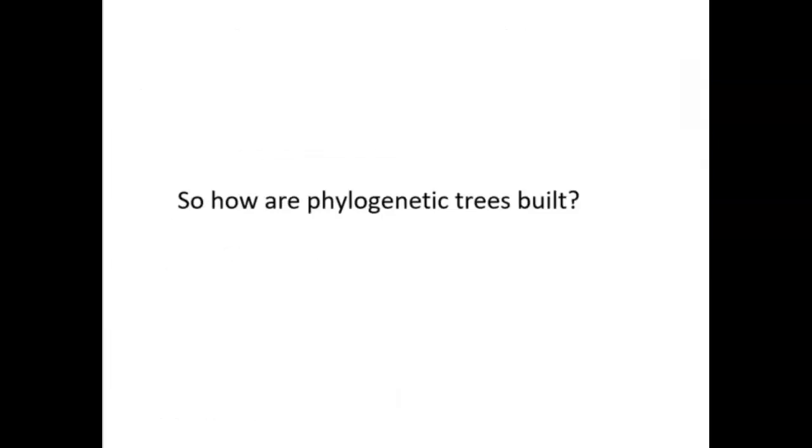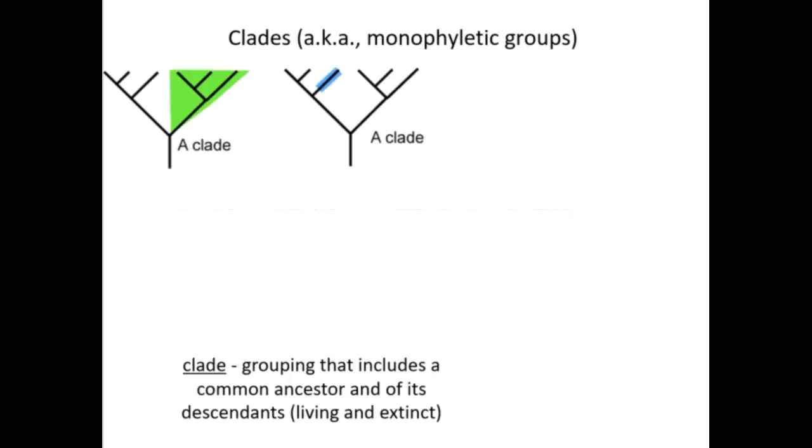So, how are phylogenetic trees built? First, let's review what is a clade. Recall that a clade is a group of all organisms that share a common ancestor. As illustrated here, a clade can be as small as a single species, or it can include many species. Now let me also introduce to you a new term, monophyletic. A monophyletic group is a group of organisms descended from a common ancestor or ancestral group. For our purposes, the term clade is used the same as we use the term monophyletic group.